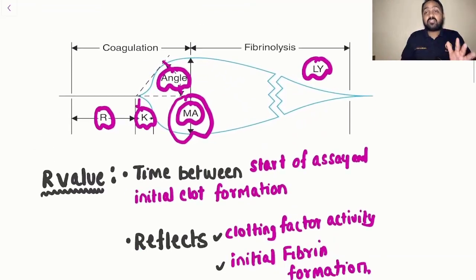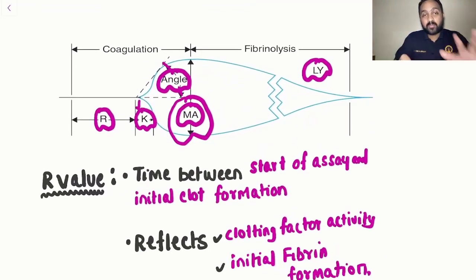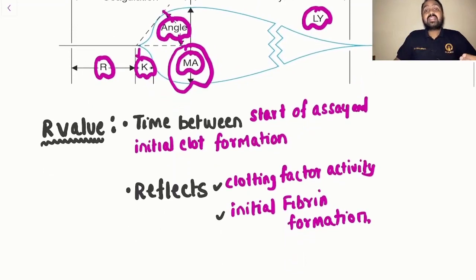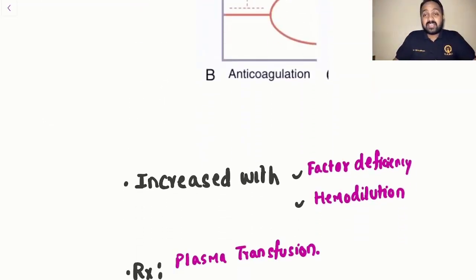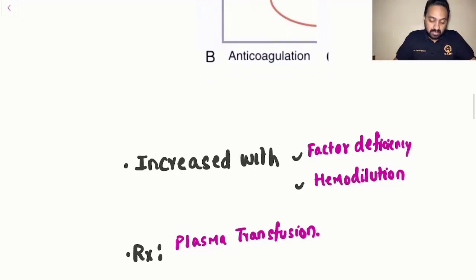So if you see over here, this study of your hemostasis in dynamic fashion is the viscoelastic property study by your thromboelastogram. So the important things that we need to remember in your thromboelastogram is your R value, which is your time between the start of assay and the initial clot formation. Now what happens if it is increased, right? That means there is factor deficiency in hemodilution and you would require a plasma transfusion.